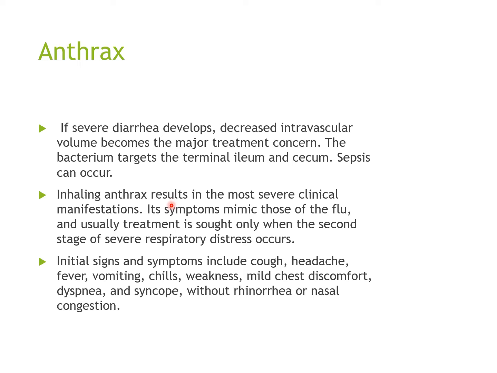Inhaling anthrax, so that would probably be something you just want to know, is that the worst type is the inhaling anthrax. You get the more severe clinical manifestations. Its symptoms mimic those of the flu, and usually treatment is sought only when the second stage of severe respiratory distress occurs. Initial signs and symptoms include cough, headache, fever, vomiting, chills, weakness, mild chest discomfort, dyspnea, and syncope without rhinorrhea or nasal congestion. So in terms of anthrax, I guess just know that there are different ways you can get it, and that the inhalation one is the worst one.